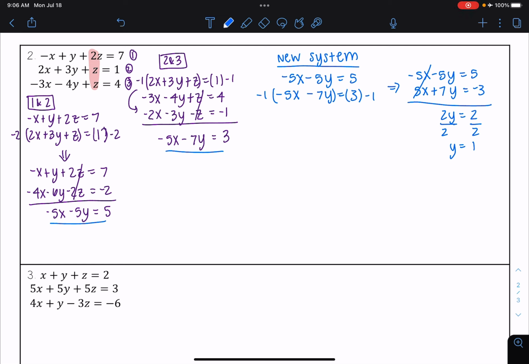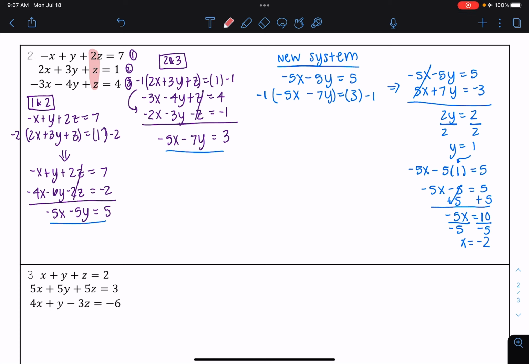Now I need to plug that back into either of these equations to find my value of x. I'm going to go ahead and plug it into that first equation, and so I get negative 5x minus 5 times y, which is 1, is equal to 5. So negative 5x minus 5 is equal to 5. So negative 5x is equal to 10. And then divide both sides by negative 5, and I get that x is equal to negative 2.